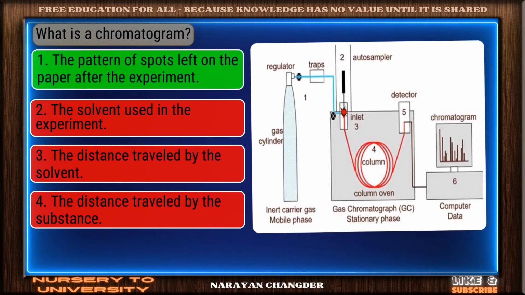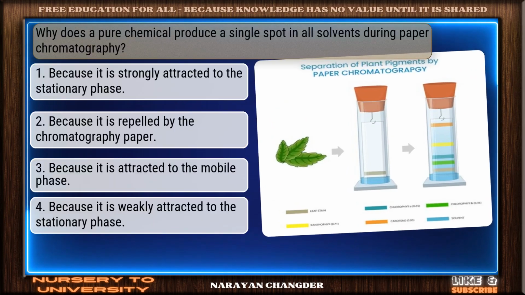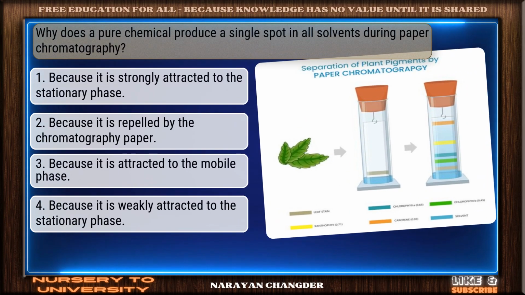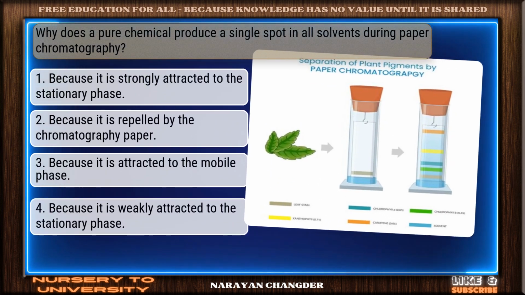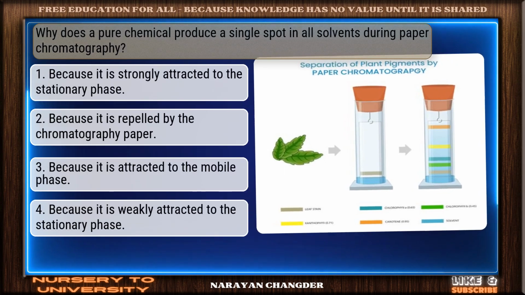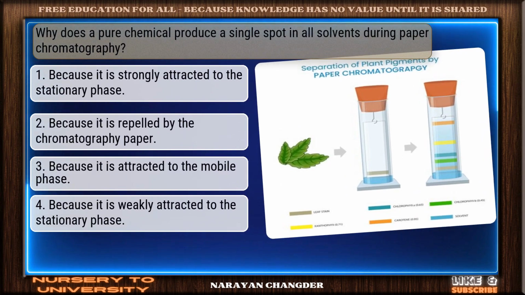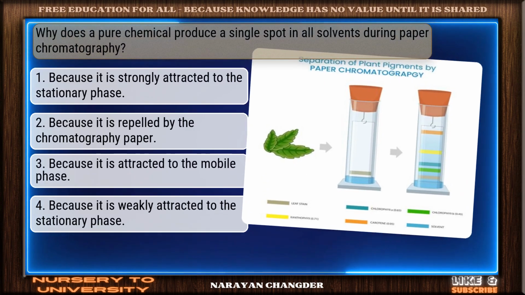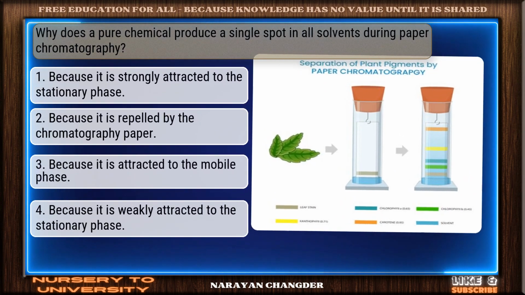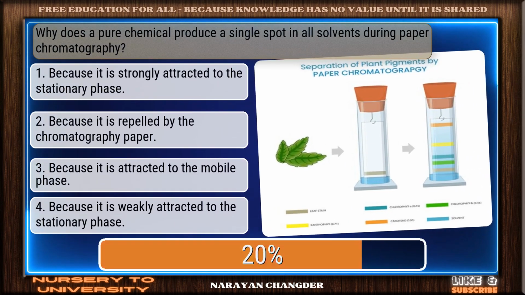On track, the pattern of spots left on the paper after the experiment. Why does a pure chemical produce a single spot in all solvents during paper chromatography? Option 1. Because it is strongly attracted to the stationary phase. Option 2. Because it is repelled by the chromatography paper. Option 3. Because it is attracted to the mobile phase. Option 4. Because it is weakly attracted to the stationary phase.